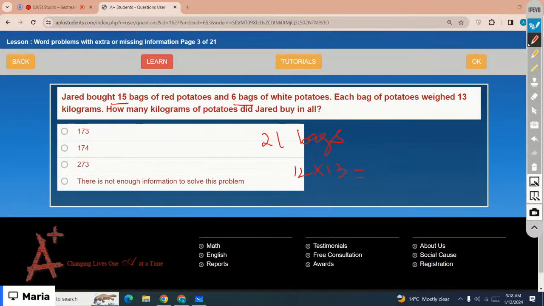I think that would be 273. That is the correct option. The information is complete. You are given the total bags of potatoes, and also you are given the weight of the potatoes, right? So 21 times 13 is 273 kilograms. The correct option is 273, right?